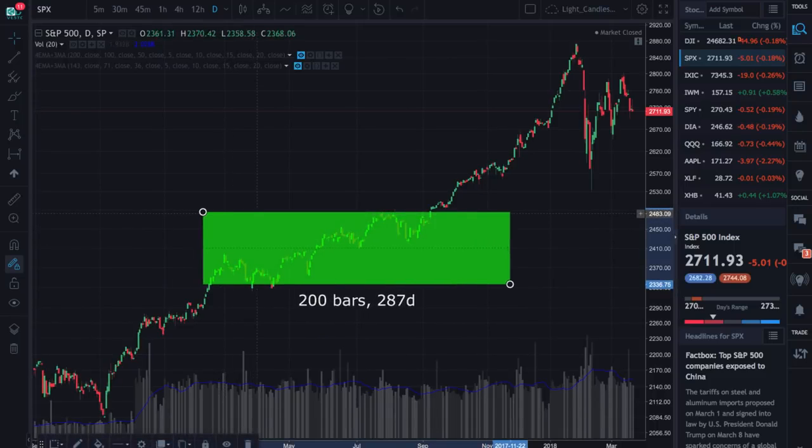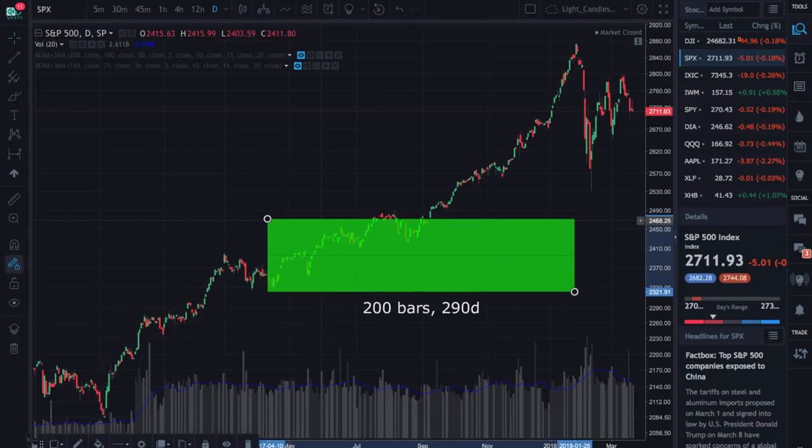So you can see it changes to 287. When you move out here, it goes to 292. Depending on the span of time and how many holidays and such were in there, that will change the calendar days a little bit. But you can see that it's not 200 days. It's much more than that because of the time in between.